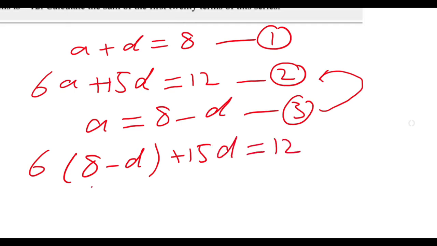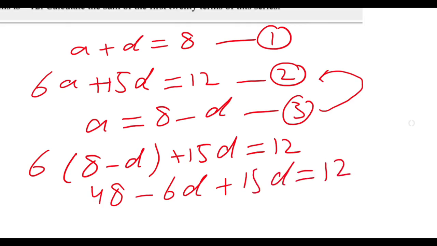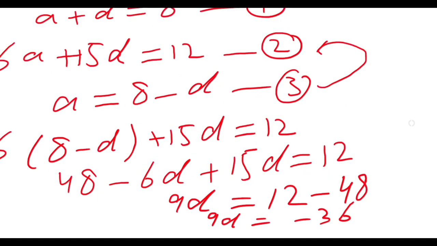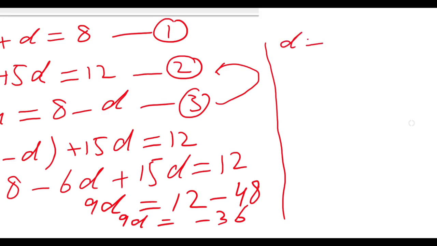Further simplify, this becomes 48 minus 6d plus 15d is equal to 12. So 12 minus 48 is going to be -36. Both sides you divide by 9. d becomes equal to -4. Now I'm going to put it back into equation number 3 to get the a value. So a is going to be equal to 8 plus 4. This becomes 12.